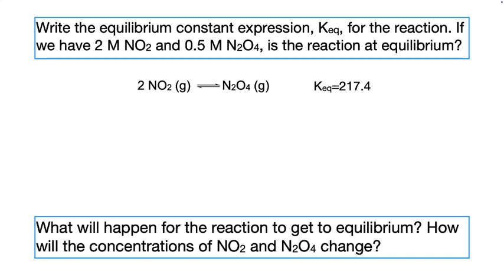Cool. Equilibrium constant expression. Yay, we got a simple question. That's a fun one. Okay. If we have 2 molar NO2 and 0.5 molar N2O4, is the reaction at equilibrium? So we want an equilibrium expression written out, and we want to address whether it's at equilibrium. And then, you already know the answer to that question because this question shows up. Okay, what will happen to the reaction to get to equilibrium? How are the concentrations of NO2 and N2O4 going to change?